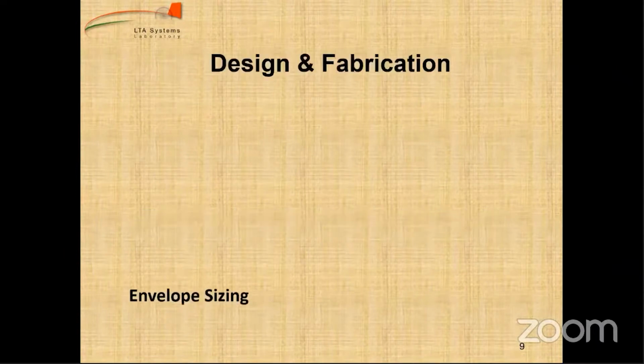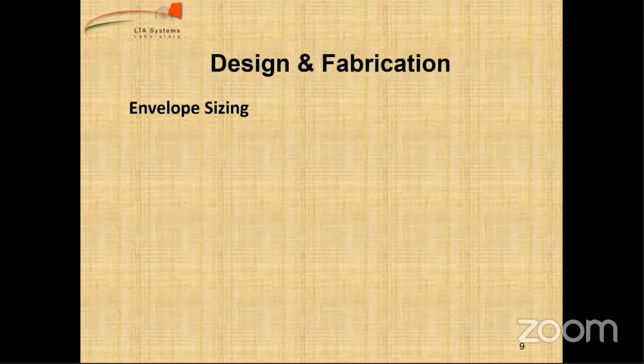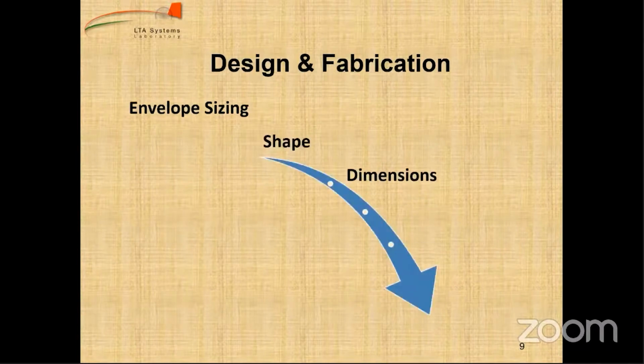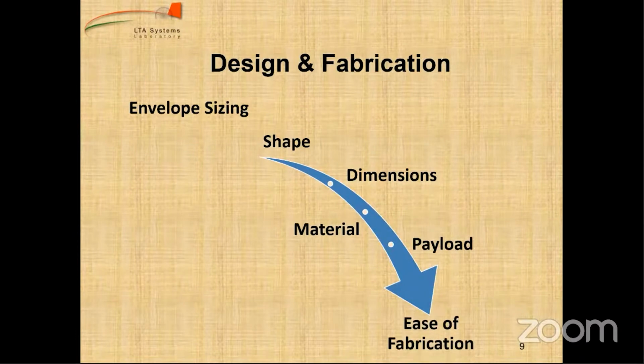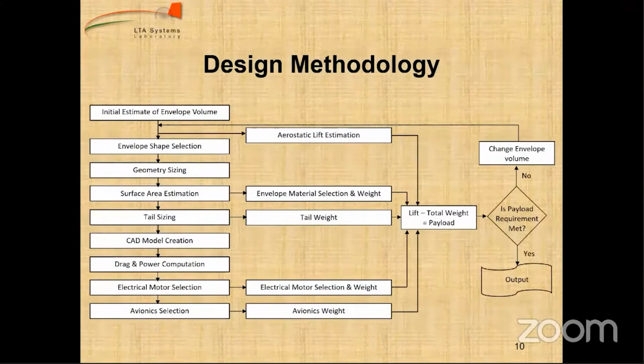Now I will come to the methodology of this sizing. There is a sizing procedure which goes in a way. Firstly, we will estimate the dimensions of the envelope, and then we choose a shape for the envelope. After choosing the shape, we calculate its dimensions, and then we select a material for the envelope. Then we decide a payload, and then we move to the fabrication of the vehicle. Then there is a complete design methodology for this system.